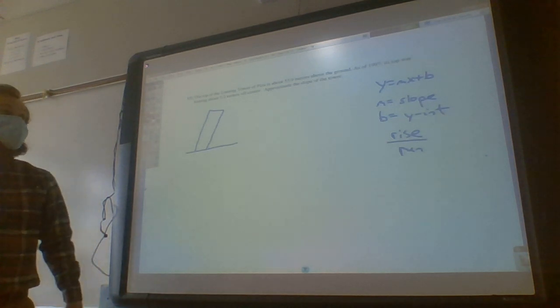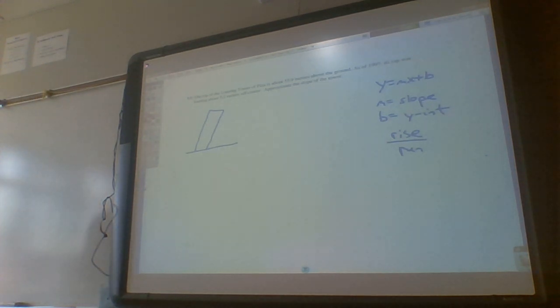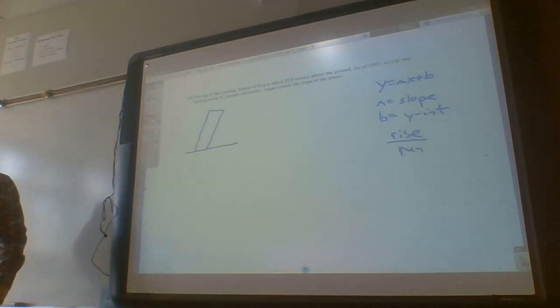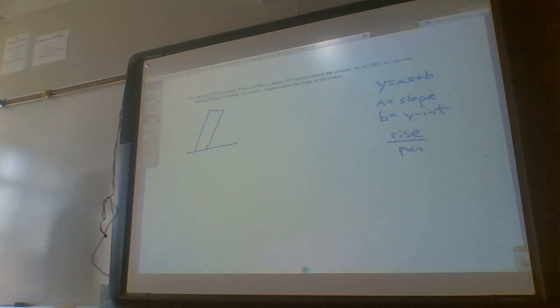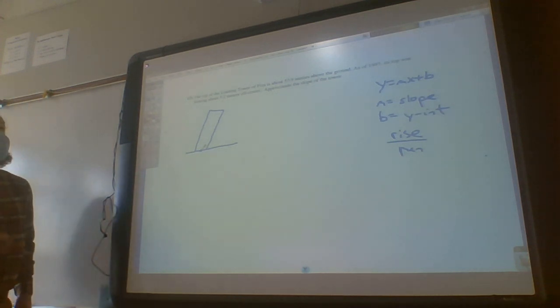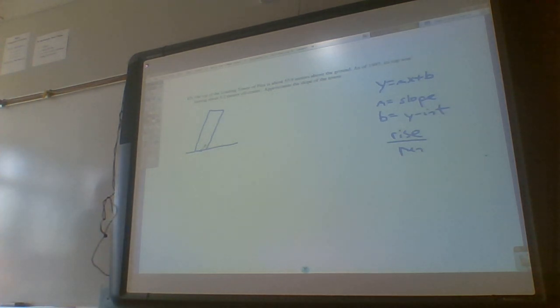Maybe the ground is too wet or soggy or moist, so the foundation is sinking and the tower is slowly tipping over. This question says the Leaning Tower of Pisa is about 55.9 meters above the ground. As of 1997, its top was leaning about 5.2 meters off center. They're saying that if this is the center of the tower, the top is tipped over 5.2 meters. Approximate the slope of the tower.